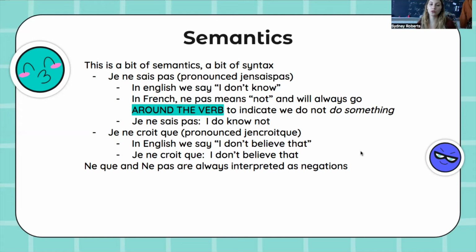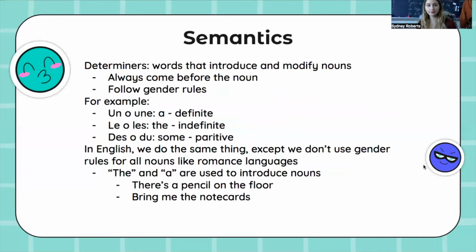Another example, je ne crois que, pronounced je ne crois que, kind of putting it all into one word. And in English, we say, I don't believe that. Je ne crois que would be, I don't believe that in our language. But again, literally, it would translate to, I do believe not that. So ne que and ne pas are always interpreted as negations and are a big part of the language and not super difficult to learn. Especially as English language speakers, we have lots of contractions like don't and stuff like that. So it's not the most challenging transition there.